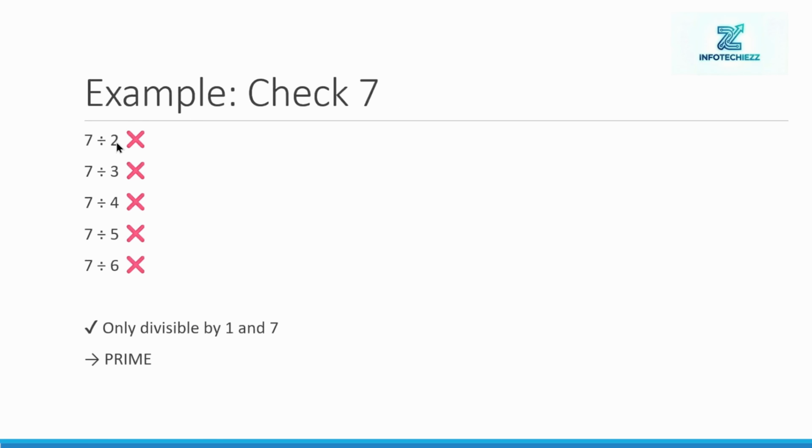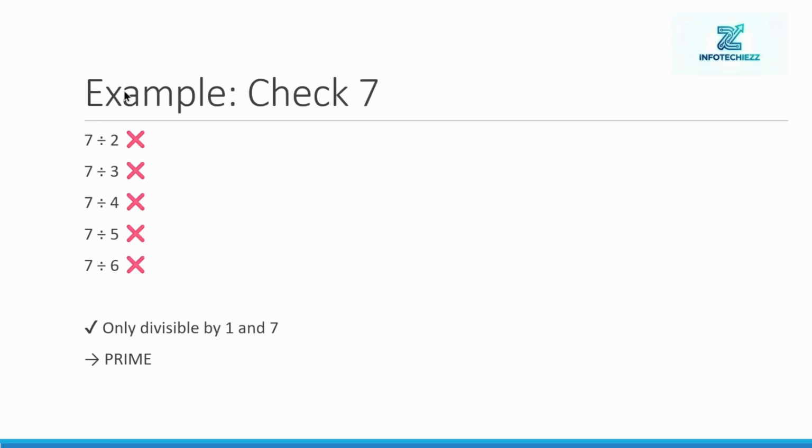So we start from 2 to n minus 1. We take 7 as our number, which means we have to check divisibility up to 6. So 7 divided by 2, do we get 0 as a remainder? No, right? So this is not one of the factors.